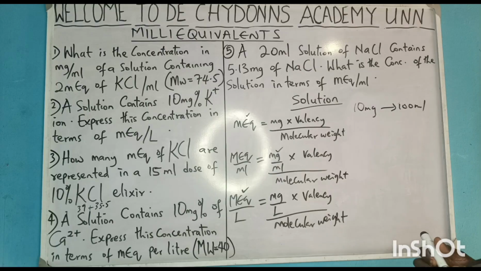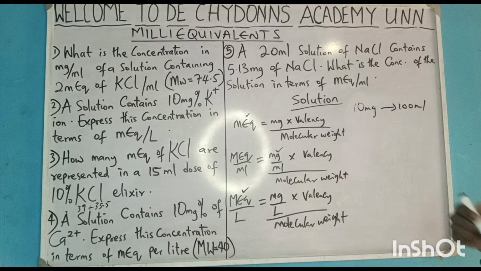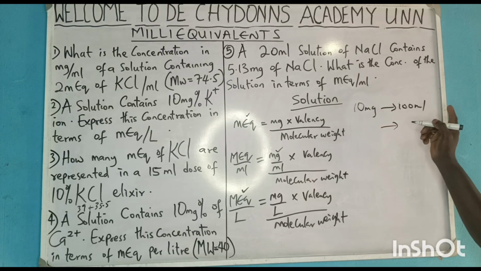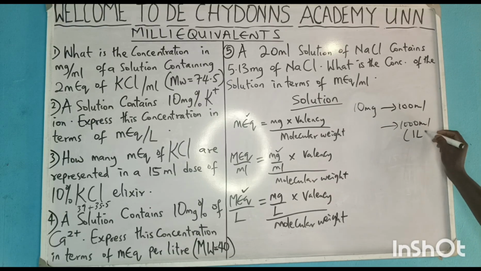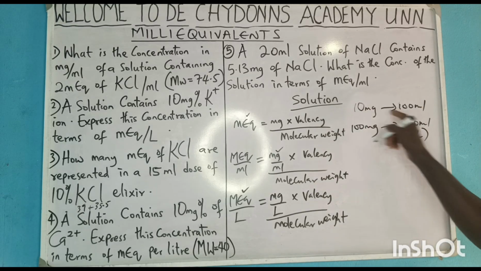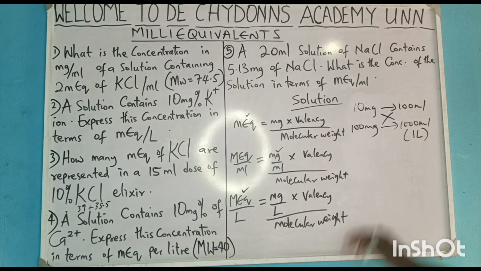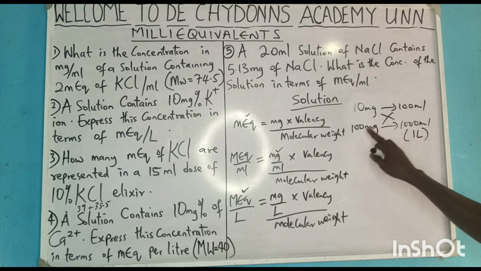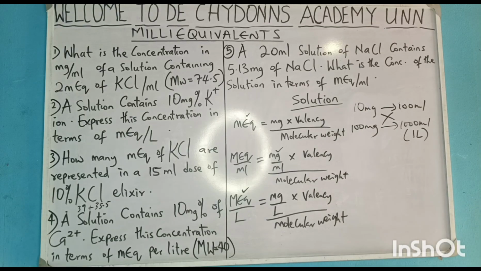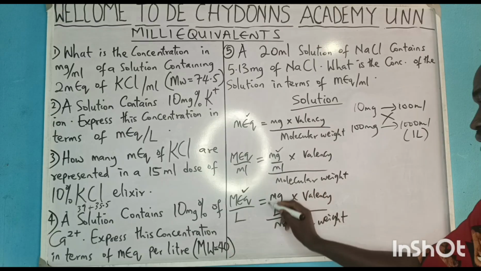Now, if I'm going by that, milliequivalent per liter, this is 10 milligram per 100 ml. Let me convert it to liter. That means 1000 ml, which is 1 liter. So 1000 ml will be what? 100 milligram, because 1000 divided by 100 times 10 will give you 100 milligram. And so I have gotten it in milligram per liter, which is this.